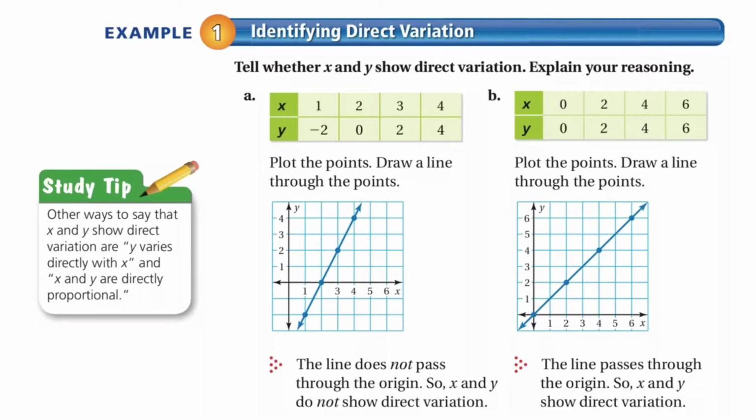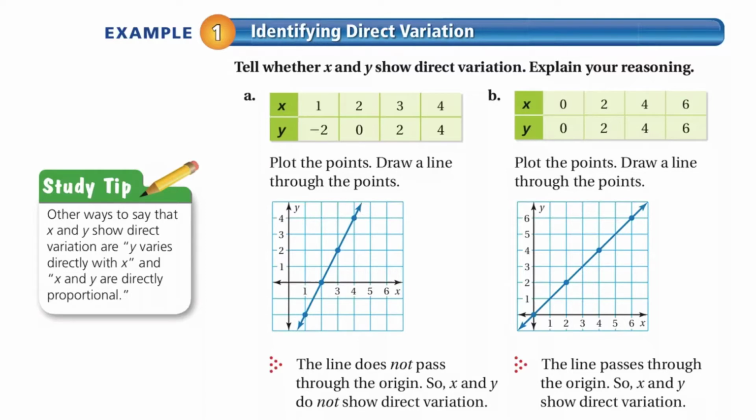So in example 1, identifying direct variation. It says tell whether x and y show direct variation. Explain your reasoning. The study tip says other ways to say that x and y show direct variation are y varies directly with x and x and y are directly proportional. So what they did is they took the two green tables there, A and B, and they plotted the points just to show the graph.